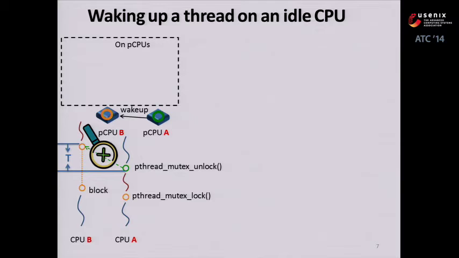If the CPUs, I mean CPU A and B, are physical CPUs, to wake up the thread, basically A sends an interrupt to B, and B carries out rescheduling and wakes up the thread.